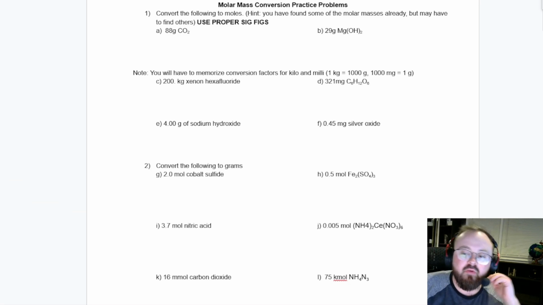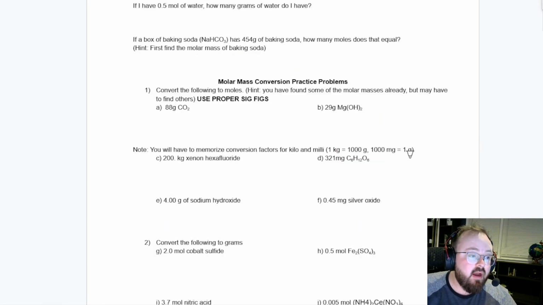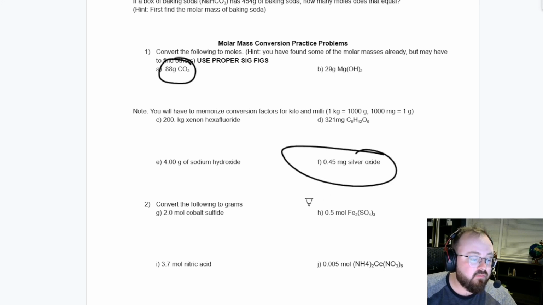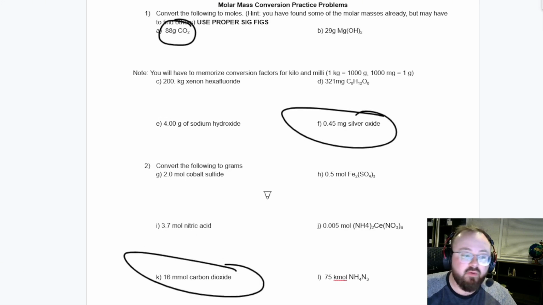So the next thing that we're going to work on is converting between grams and moles, going from mass to moles. We spent a whole bunch of time writing all these molar masses and doing all this calculation. So we're on page 5 right now. We're going to do letter A here, letter F right here, and I would do letter K right here as well. So that's what we're going to be working on with these problems, okay?